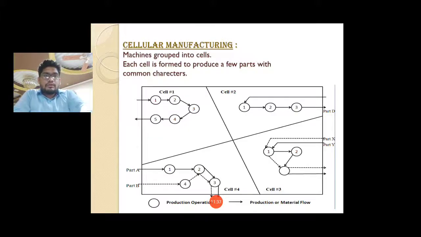What is cellular manufacturing? Machines grouped into cells. Here particular machines are being grouped into cells so that they perform a centralized process or a standardized process. Each cell is performed to produce a few parts with common characters. Okay. So you can see here in the diagram there are four cells. Each and every cell will perform different tasks.